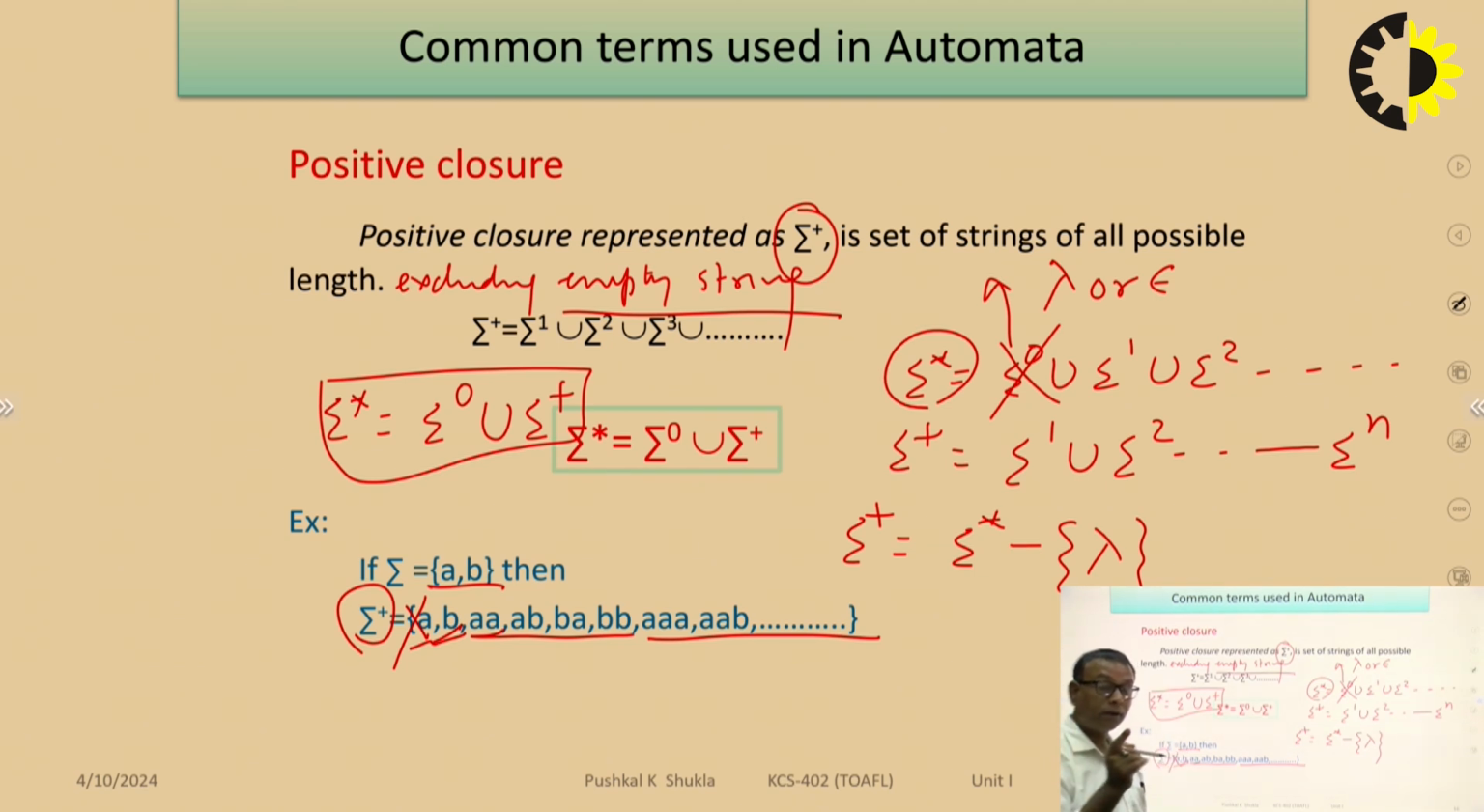But in the case of sigma star, if you add epsilon to this, it becomes sigma star. And if from sigma star you exclude epsilon, then it becomes the positive closure.